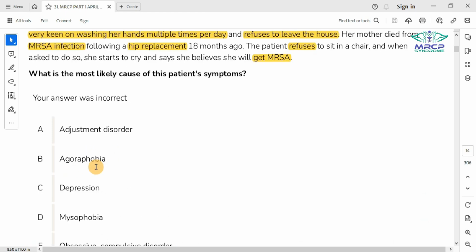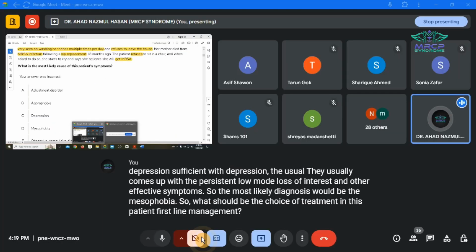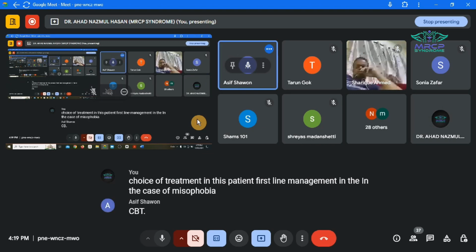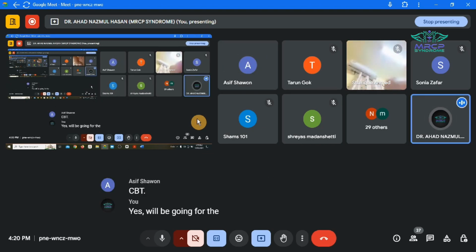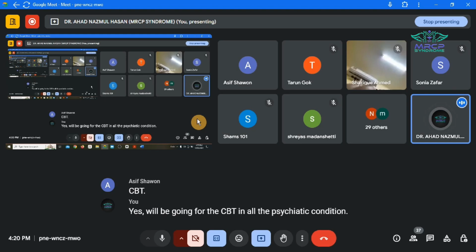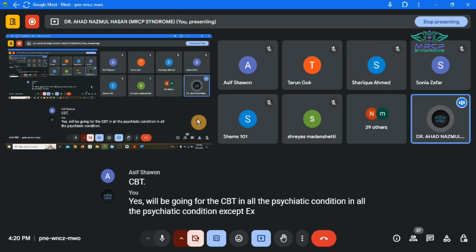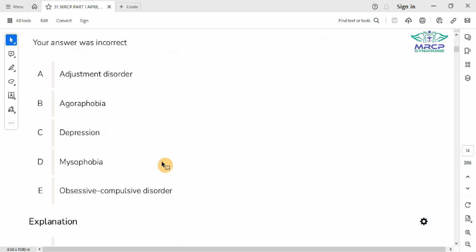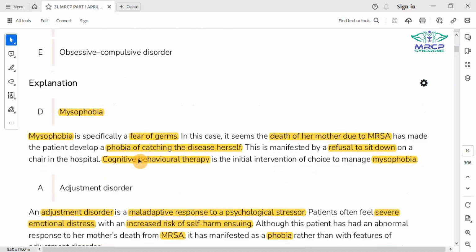What should be the choice of treatment in this patient? First line management in the case of mysophobia is CBT. Yes, we will be going for CBT. In all psychiatric conditions, except psychotic disorder, the initial intervention will always be CBT, cognitive behavioral therapy. After that, we can go for pharmacological therapy.